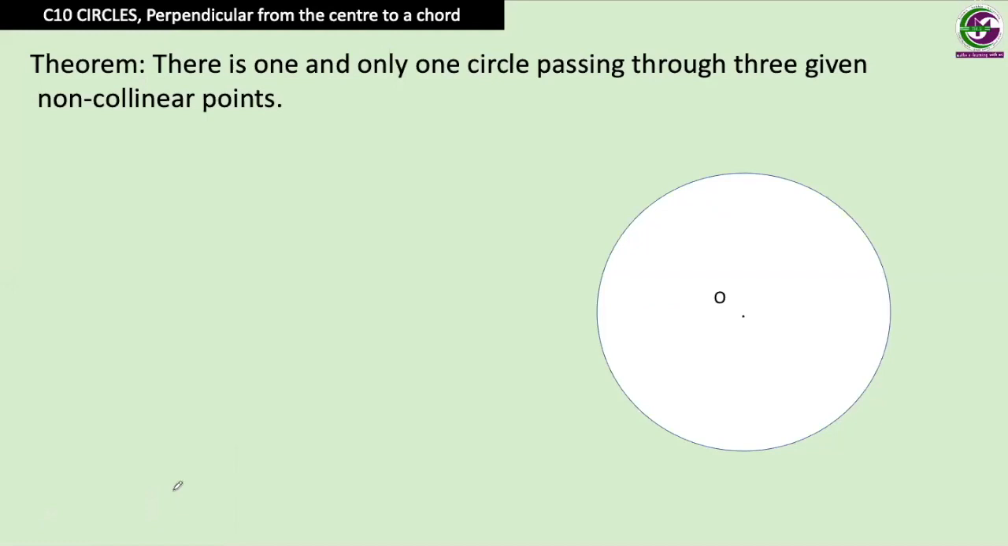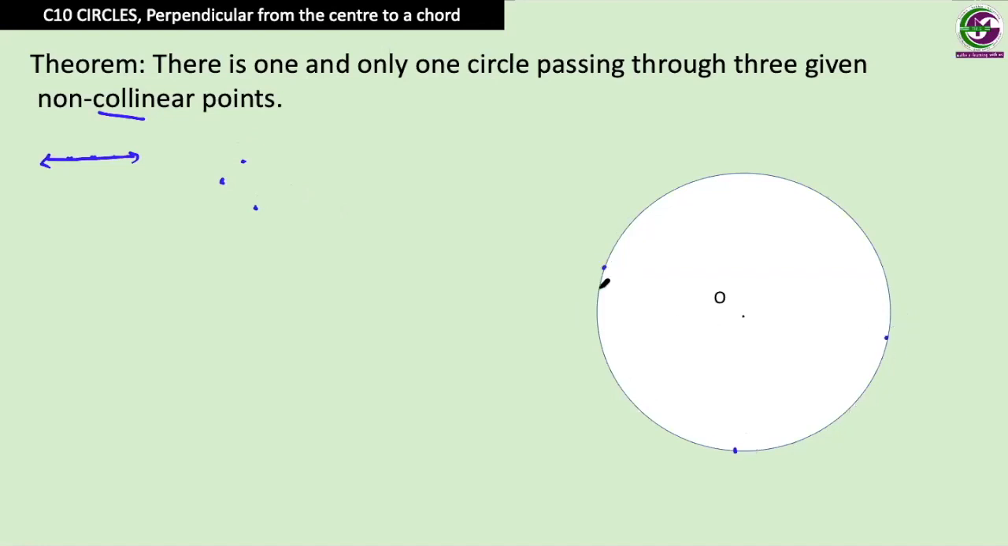There is one and only one circle passing through three given non-collinear points. First, let's recall what collinear points are. Three or more points are called collinear points if we can draw one line passing through all the 3 points. If we have 3 non-collinear points, it is not necessary that we can draw a circle passing through these 3 points. But the theorem says that there is one and only one circle passing through 3 given non-collinear points.